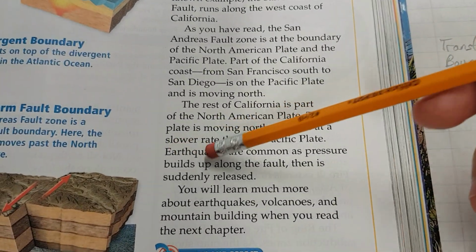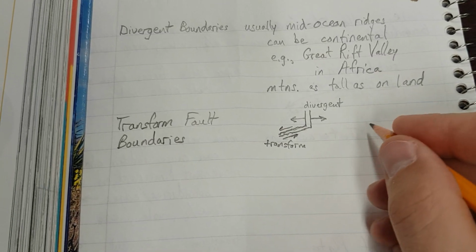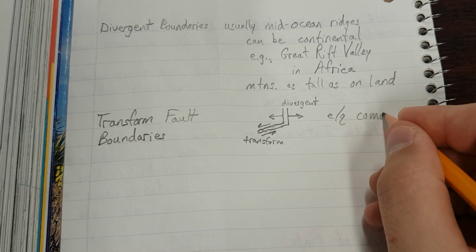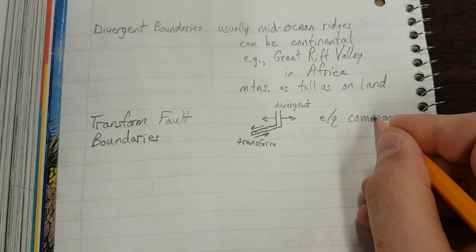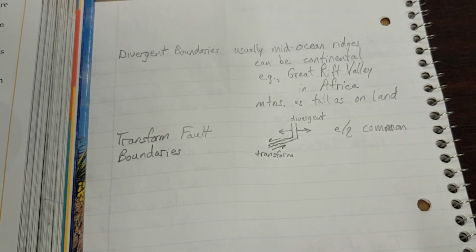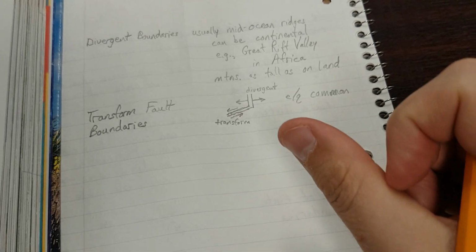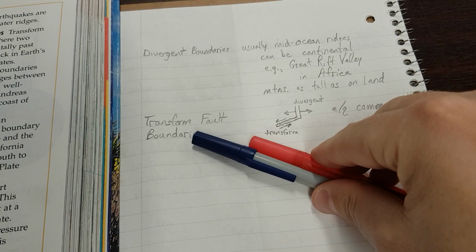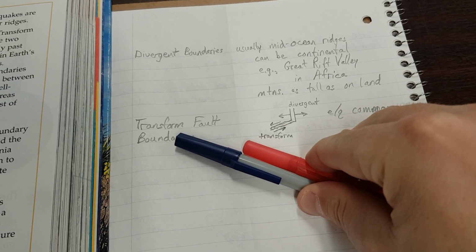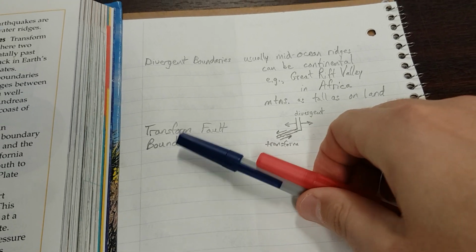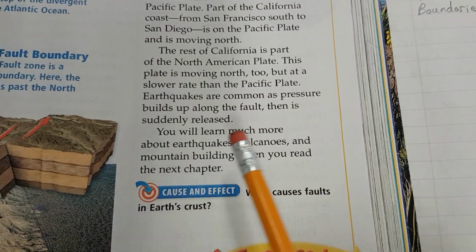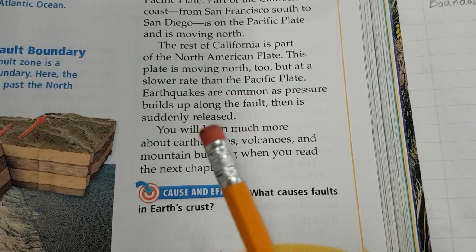Earthquakes are common as pressure builds up along the fault, then is suddenly released. E/Q, common, C-O-M-M-O-N. So earthquakes are common because you get a lot of pressure building up and then snaps and pops and releases. And then they grind and slide and push against each other and pop, earthquake. You will learn much more about earthquakes, volcanoes, and mountain building when you read the next chapter.